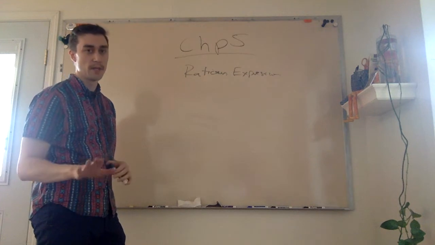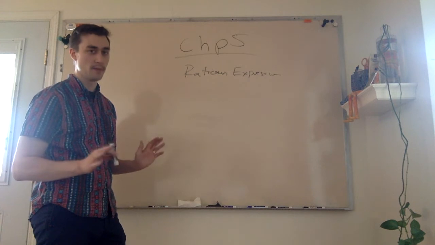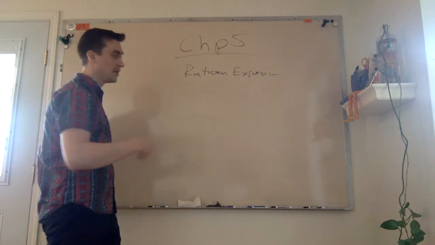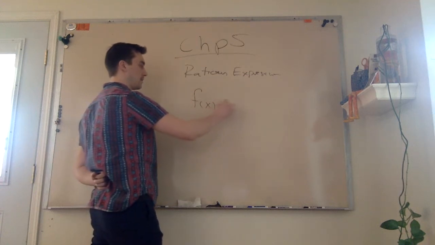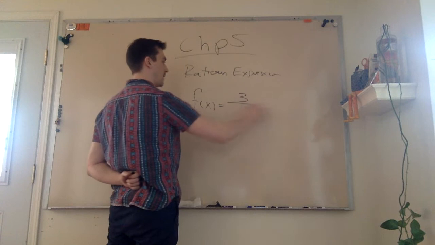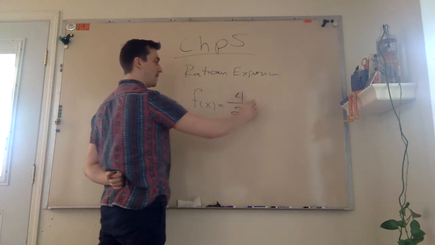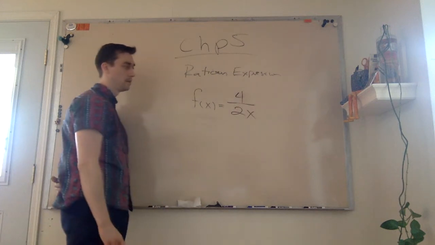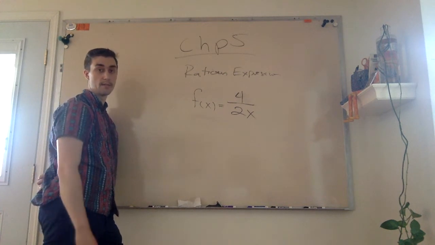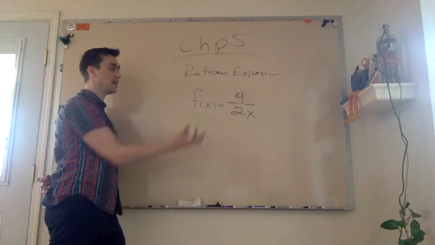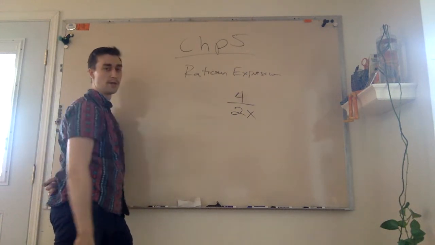One thing that should be brought up immediately with rational expressions is that there's kind of a problem. Let me point this out. Let's take a rational function. Let's say f of x equals 4 divided by 2x. So here's a rational function. It's not a rational expression. Now I've made it into a function. If I didn't put this function notation in here, it would just be a rational expression.